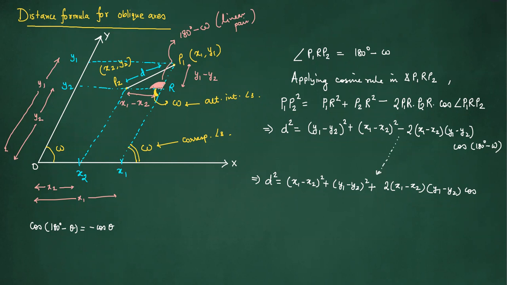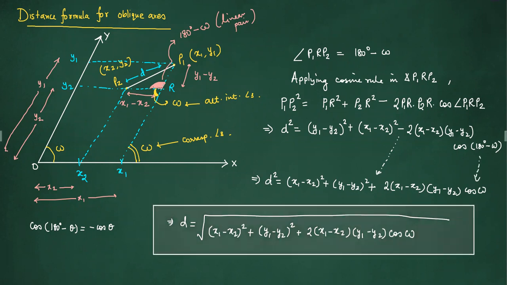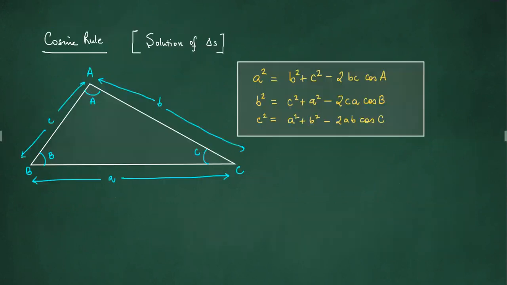So hence, the formula that I am finding out from here is that D is equal to the square root of a big one, (x1 minus x2) whole square plus (y1 minus y2) whole square plus 2 times (x1 minus x2) into (y1 minus y2) into cos of omega. So this over here is the distance formula for oblique axis.